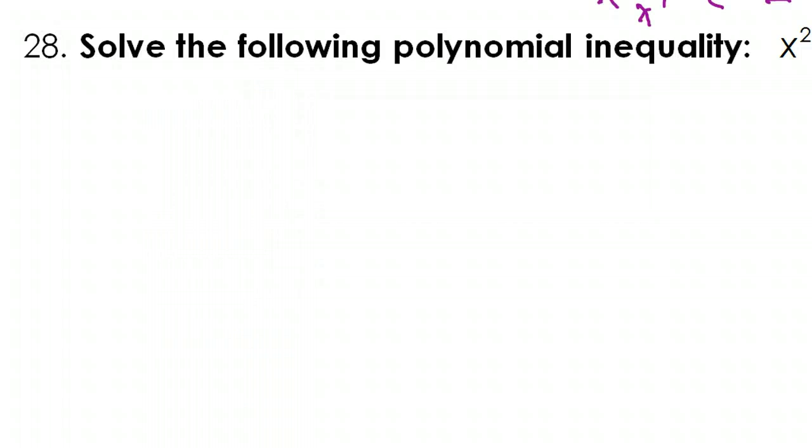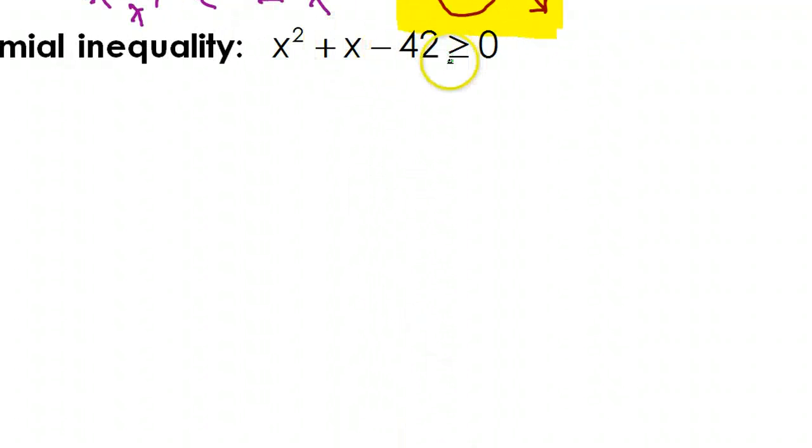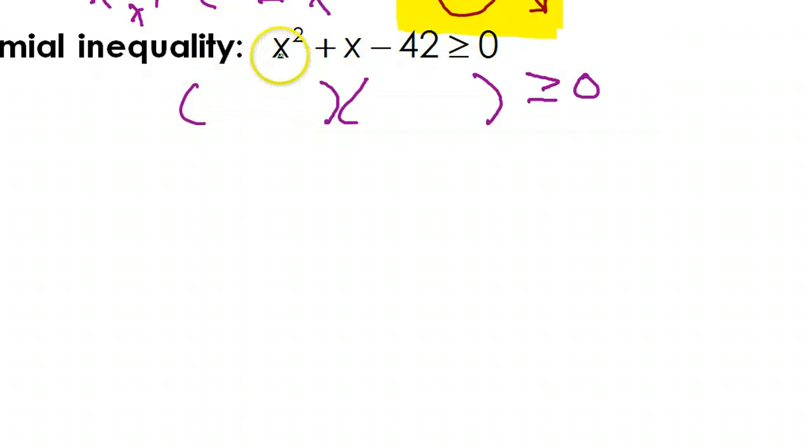Solve the following polynomial inequality. So we have this. Alright, let's factor it if we can. So if we factor this, that means we'll have x times x, 42, that's 6 times 7. I need a positive 1 middle, so a negative 6 and a positive 7 will give me that. So there we factored it.